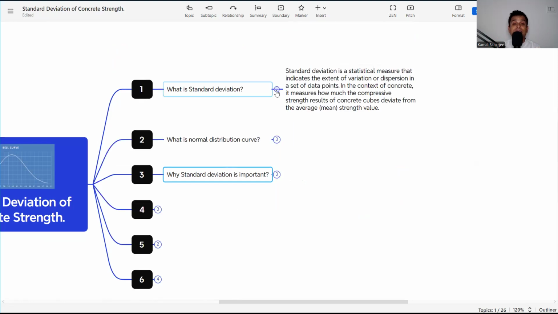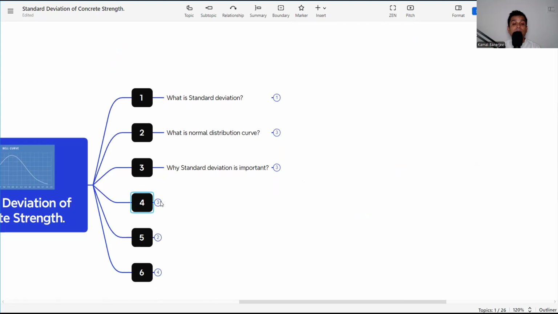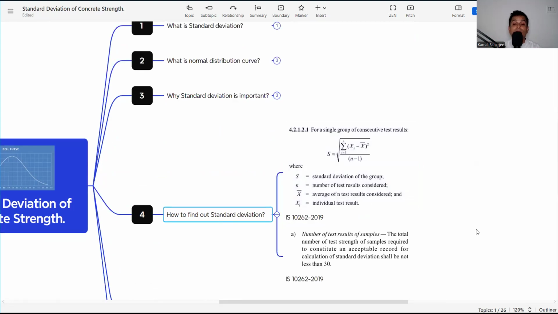That is why this standard deviation is very important. Now how to find the standard deviation, that we need to show. But here the formula is given in IS 10262:2009. Here it is also given the number of samples. The total number of samples should be a minimum of 30. If it is less than 30, it is not accepted, as I discussed.